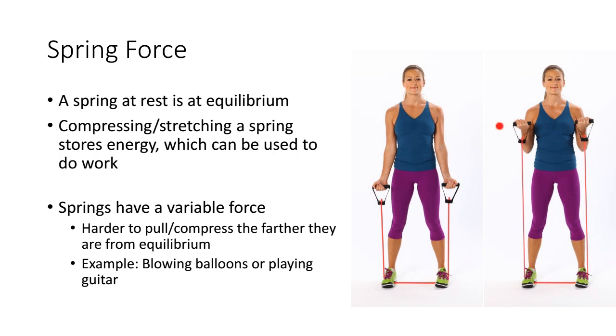But if they were to let go, what you would see is the conversion of the elastic potential energy in their hands to kinetic energy as it snaps back down. And that shows that there's energy stored inside the spring, the rubber band.